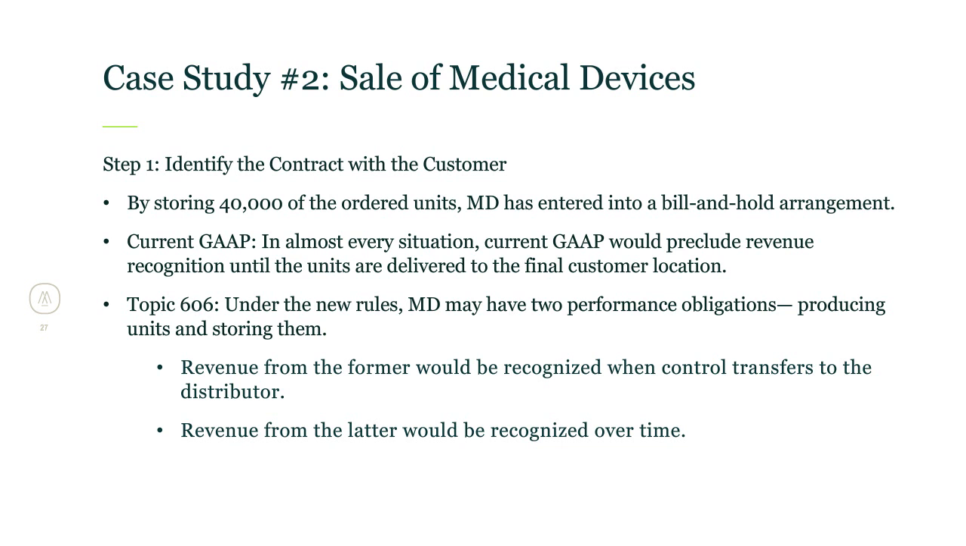The revenue associated with delivering the initial 60,000 units would be what you would normally think of as your sales cycle. And then you would need to identify a performance obligation relating to the commitment to store. That revenue would be recognized over the time period that you were requested to make the storage available. It's almost as though the customer is renting a portion of your warehouse, even though they don't explicitly say it that way in the contract.